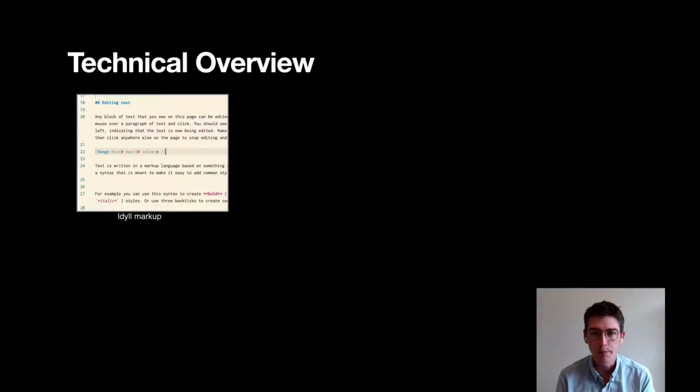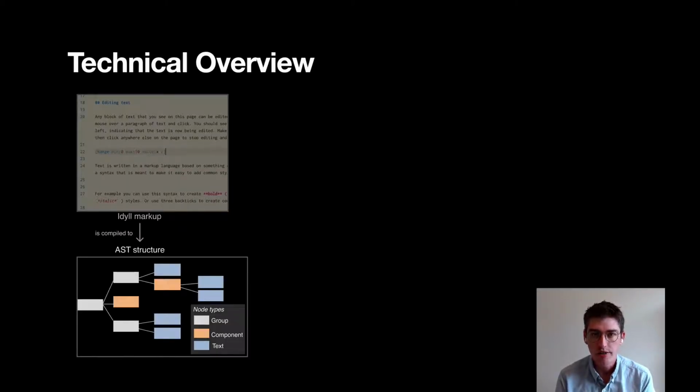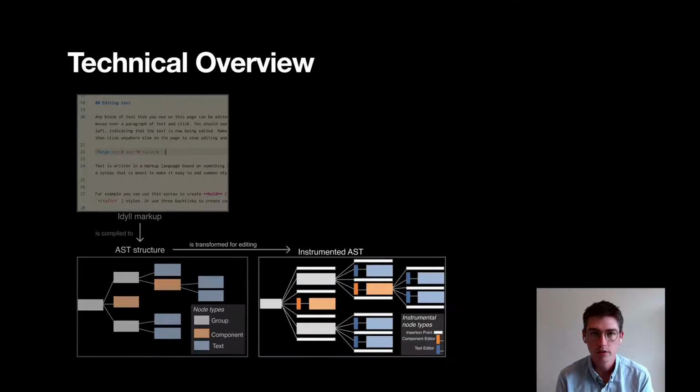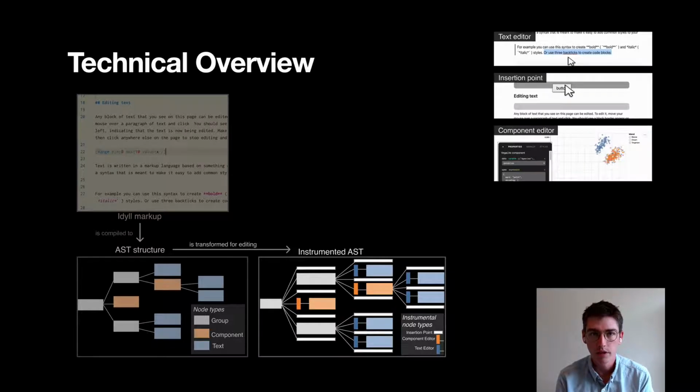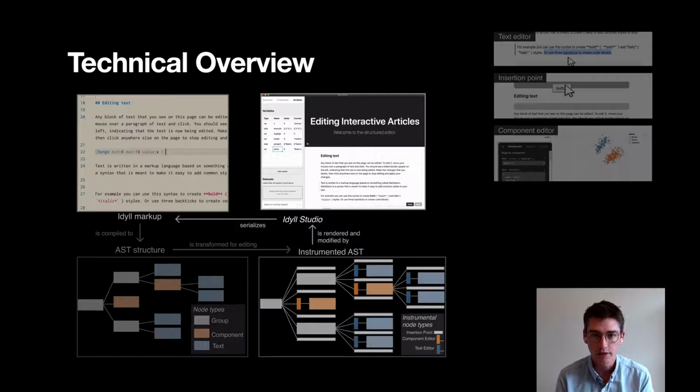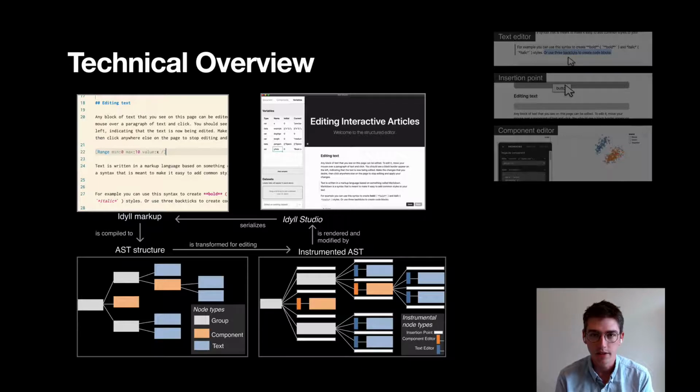Under the hood, the application starts by parsing an arbitrary IDLE program and generating an abstract syntax tree representing the structure, text, components, and reactive variables constituting the interactive article. We then modify this AST by inserting instrumental components, including text editors, insertion points, and component editors, which are used by authors to make changes to the article. The modified version of the AST is rendered into the IDLE Studio GUI. As authors make edits, a new version of the IDLE program is serialized, starting the loop again.